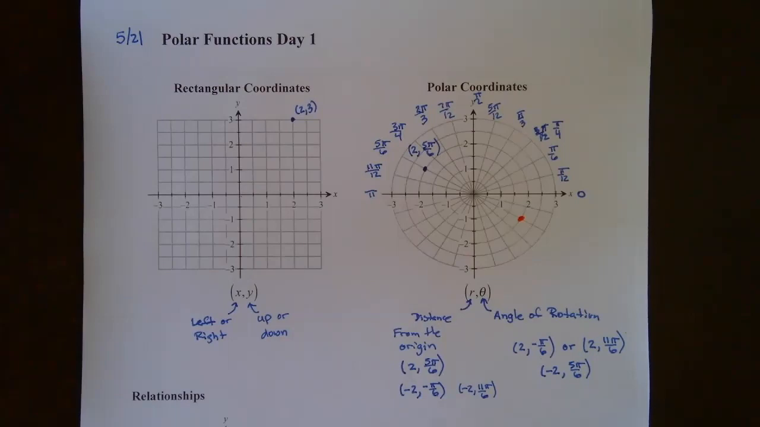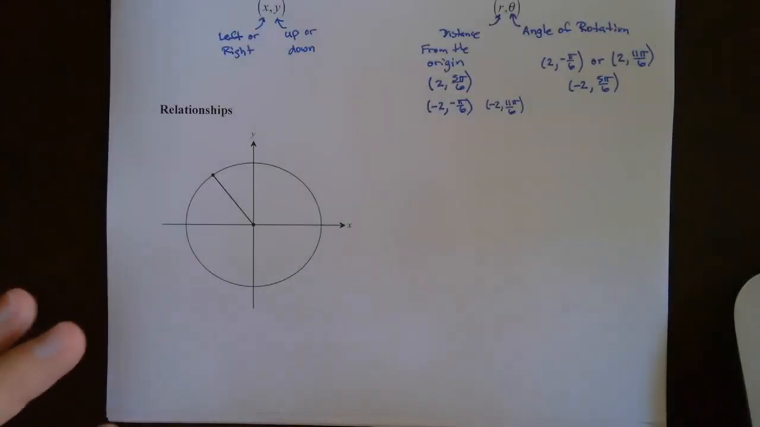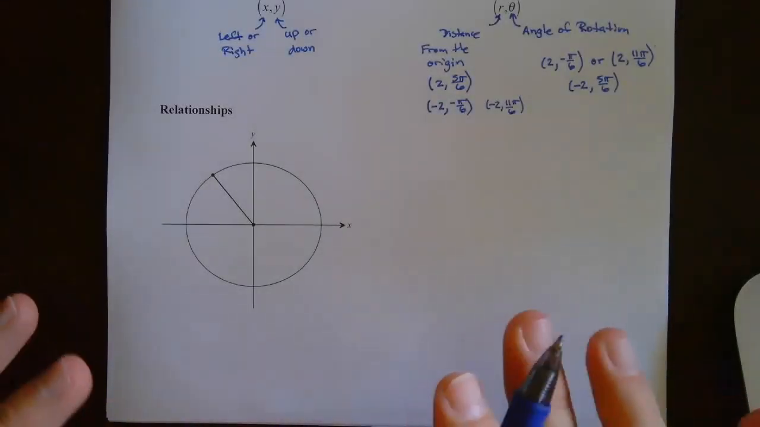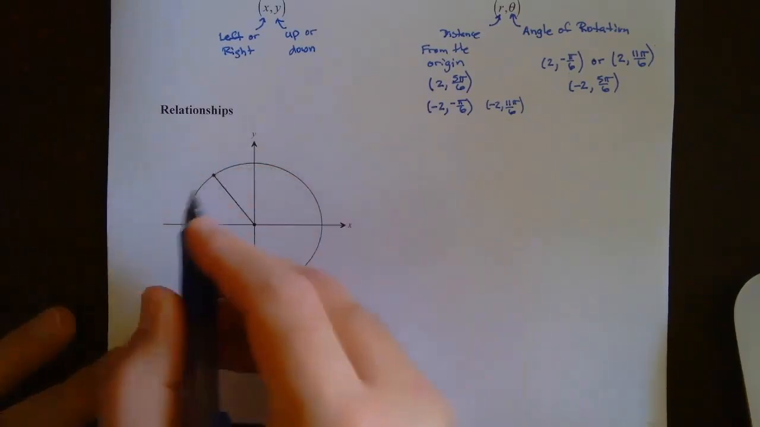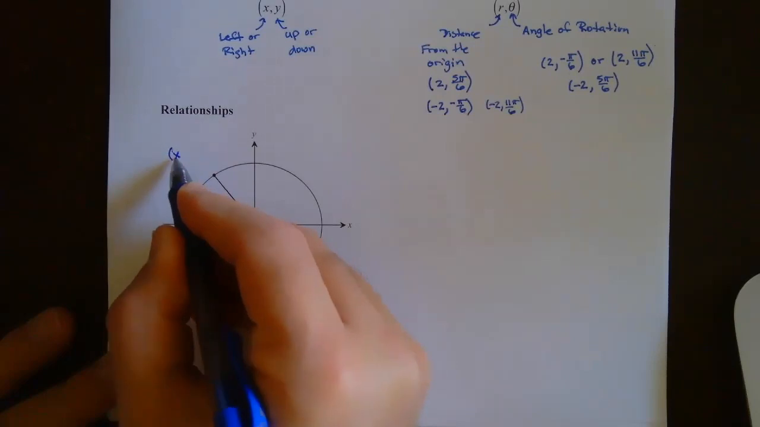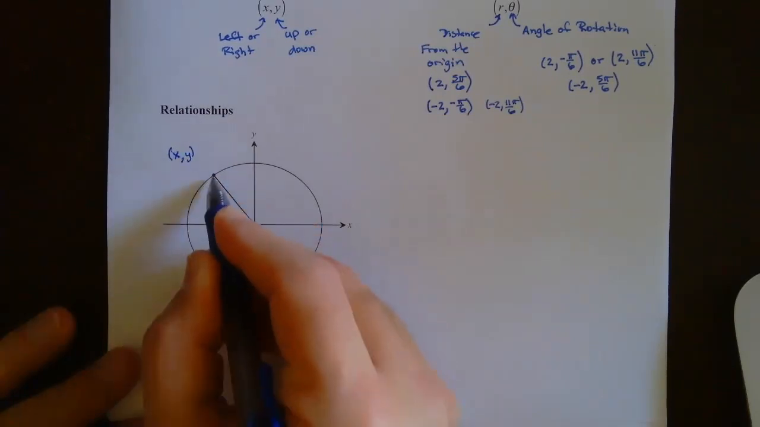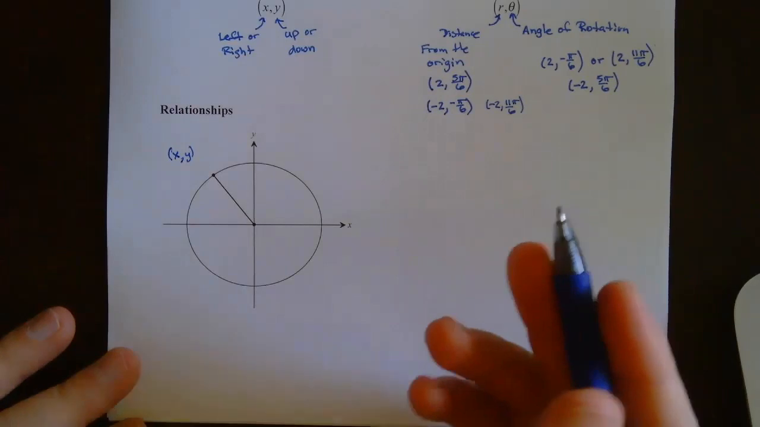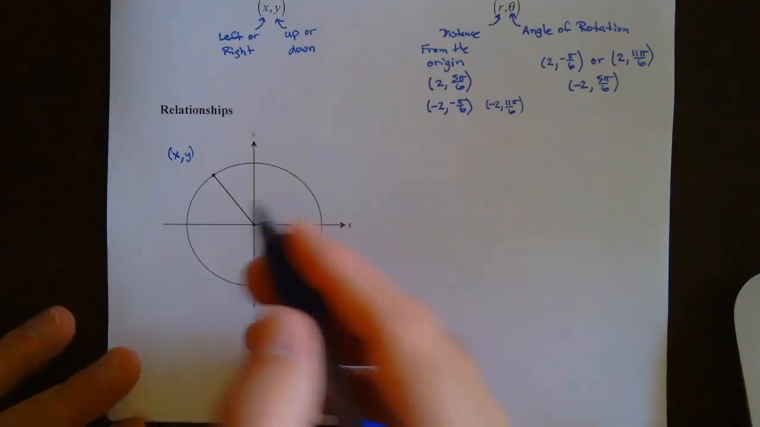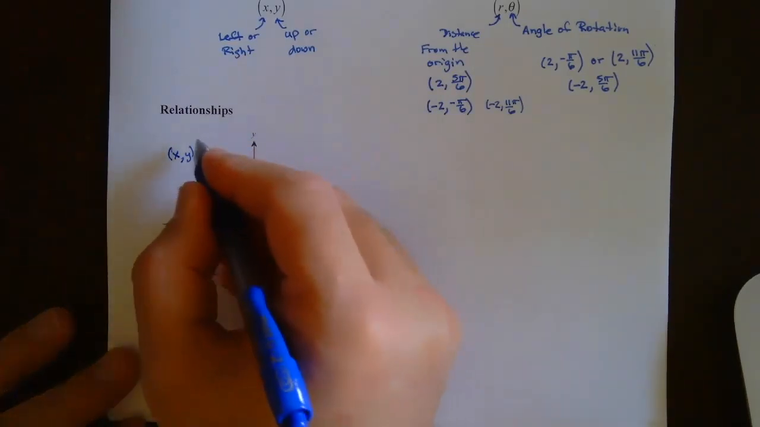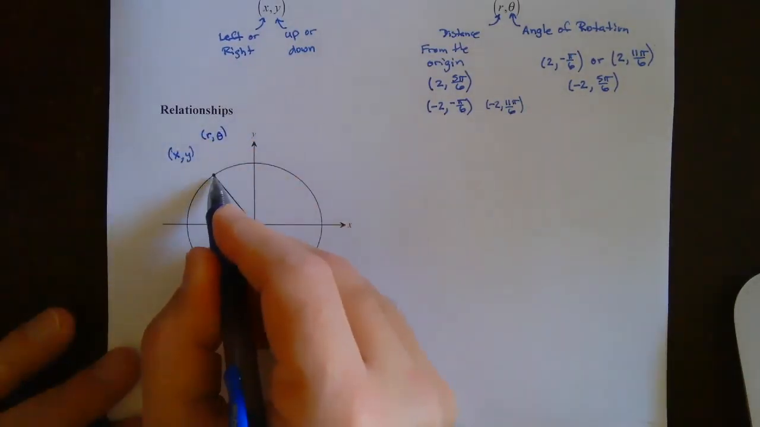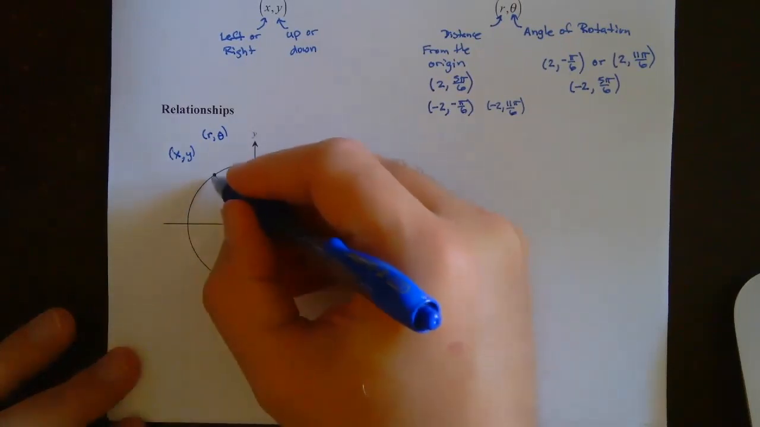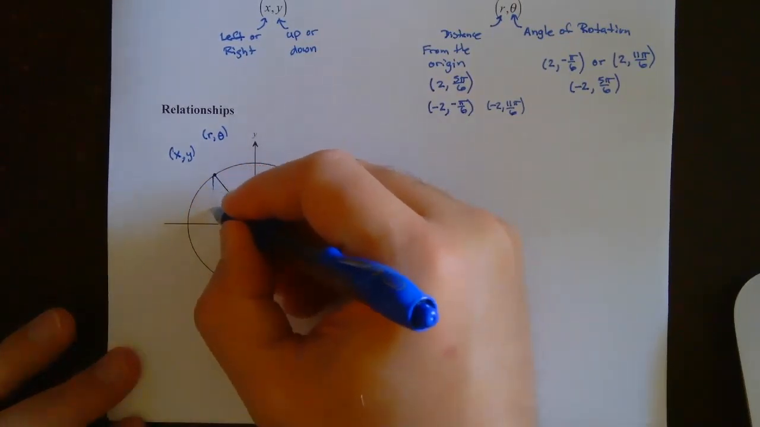All right, so let's do the relationships, which is at the bottom of this page. Some of the relationships we have to know and understand all come from this diagram. This point right here has an x and a y coordinate, but from what we just learned, it also has another way of describing its location, and it would be r comma theta. So there are two ways to describe the location of this point. Now, how are these all related to each other?